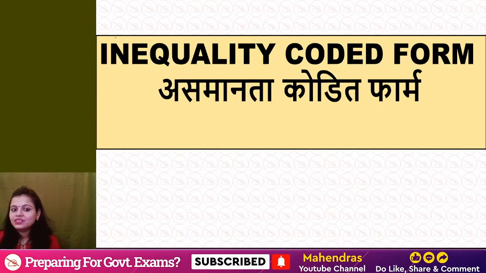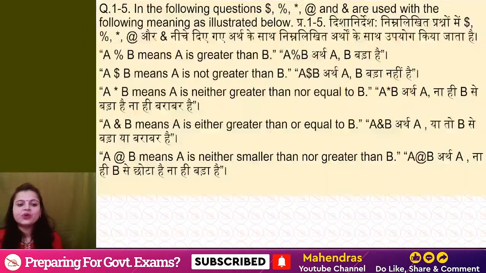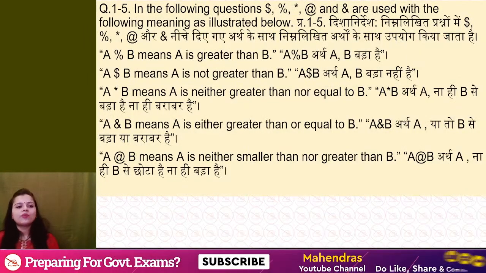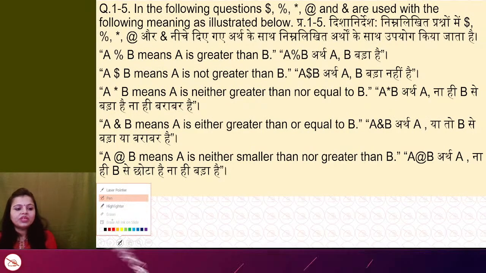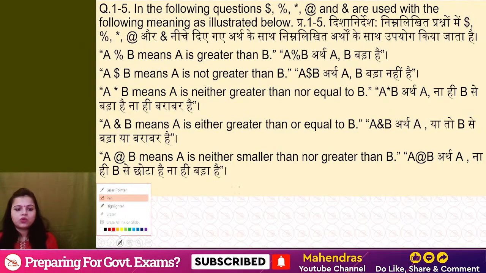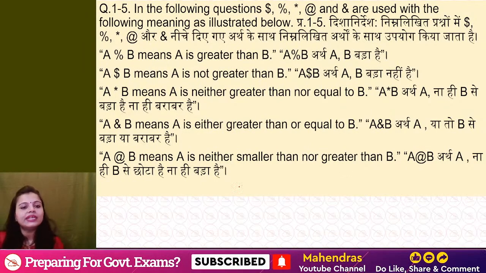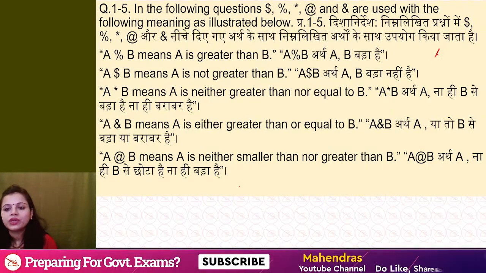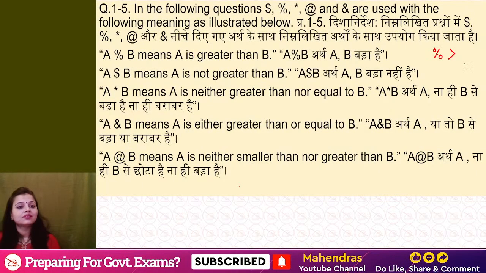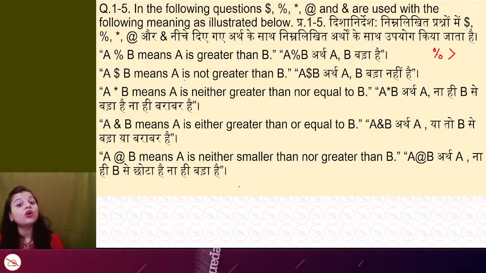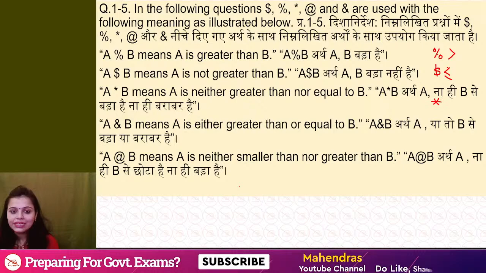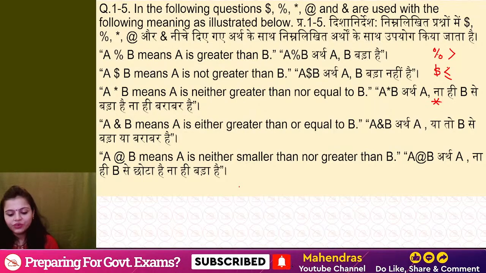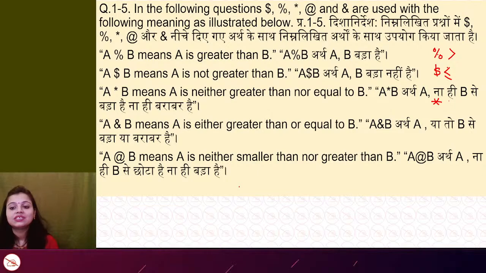So the next type is the coded form. Okay. So what is the coded form? See, in the coded form, you will get these signs in the form of code. So first just see what is the meaning of code. Percentage means greater. Dollar means not greater, that means less or equal. Asterisk means neither greater nor equal. That means less.